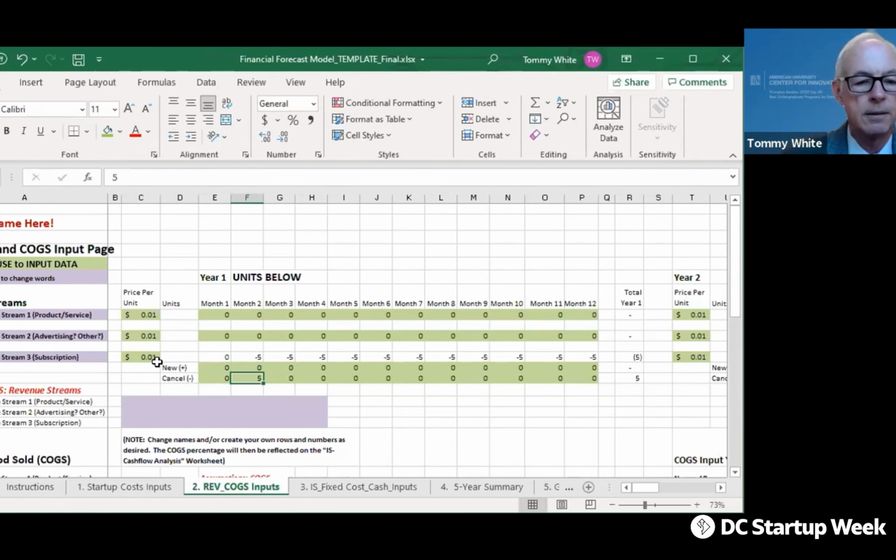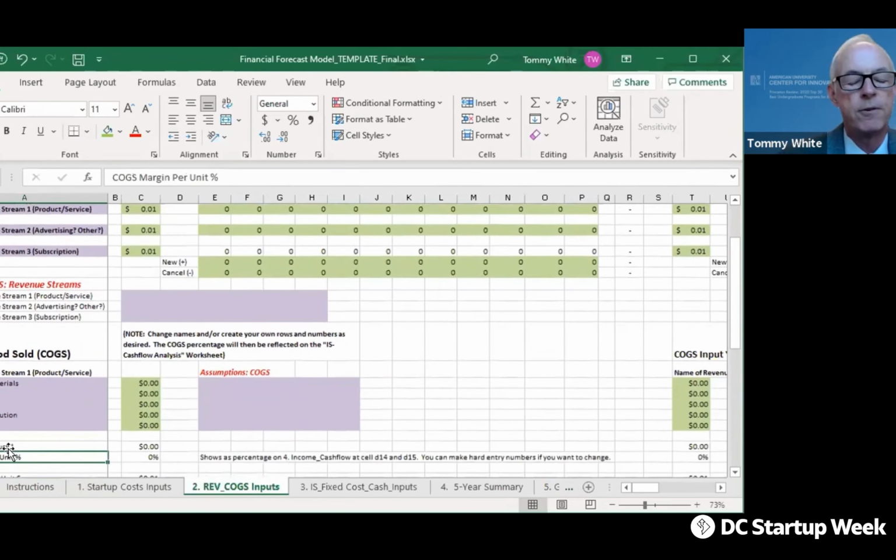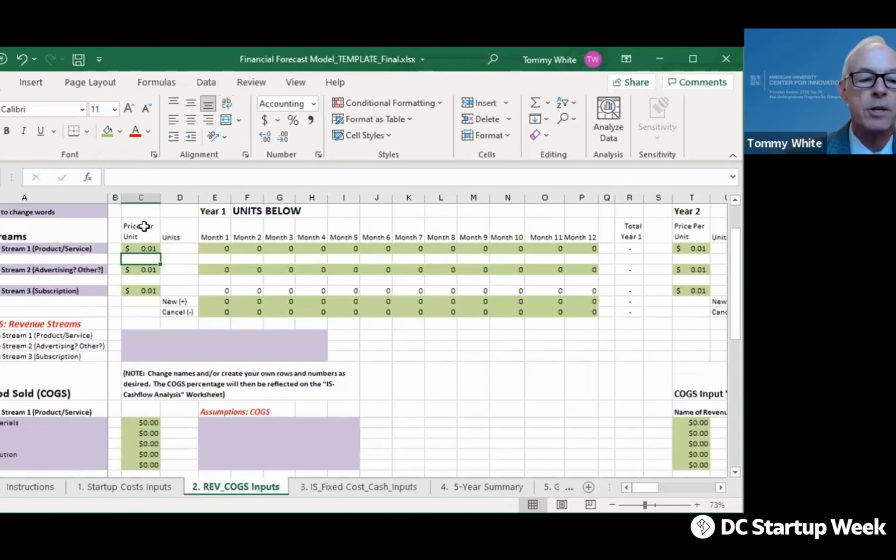Everything out here. Oops, and then one more 0. Good. Then I have reflective cost of goods sold. And for those who don't know, cost of goods sold are on a per unit basis also. And they reflect the amount of cost that goes into making that one unit that you're having here, revenue. So price per unit revenue now corresponds on a cost basis.